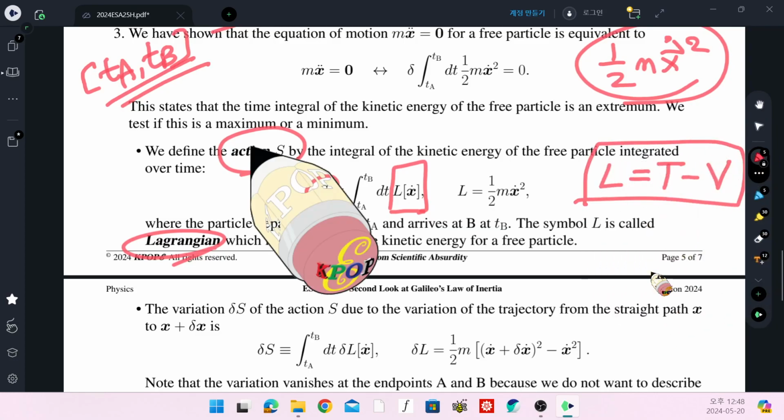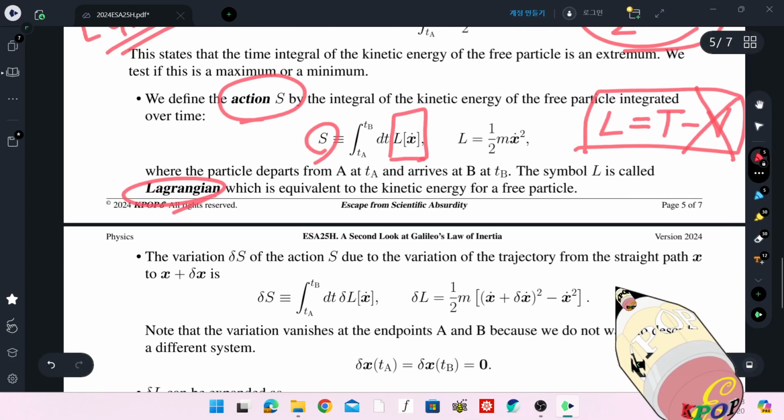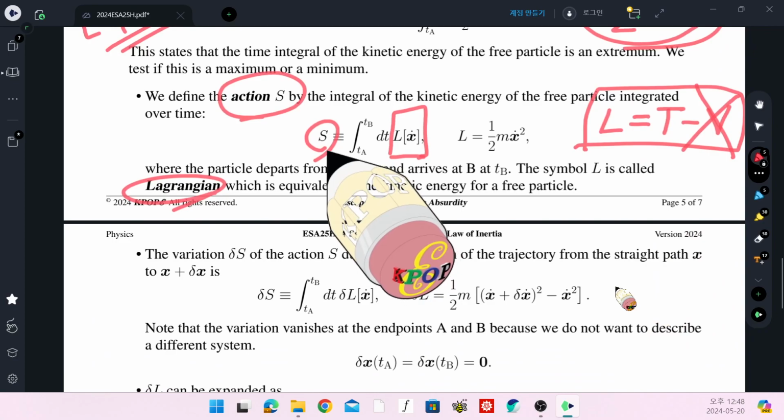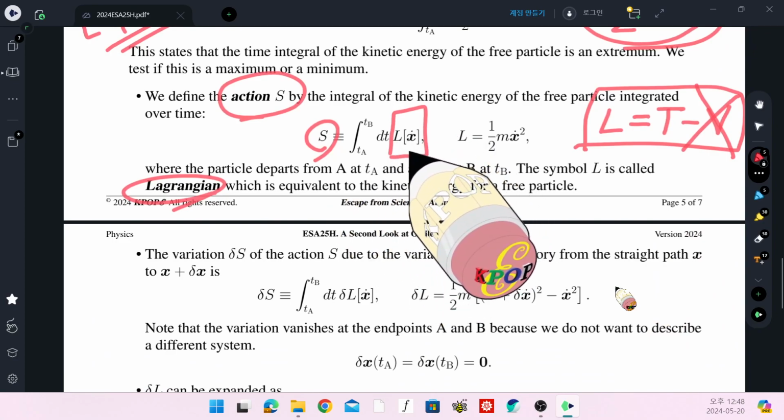But a free particle does not have functional dependence in the potential energy. The potential energy of a free particle is nothing but a constant, so we forget about the potential energy in this case. So the action for a free particle is nothing but the time integral of the Lagrangian, and the Lagrangian is identical to the kinetic energy.